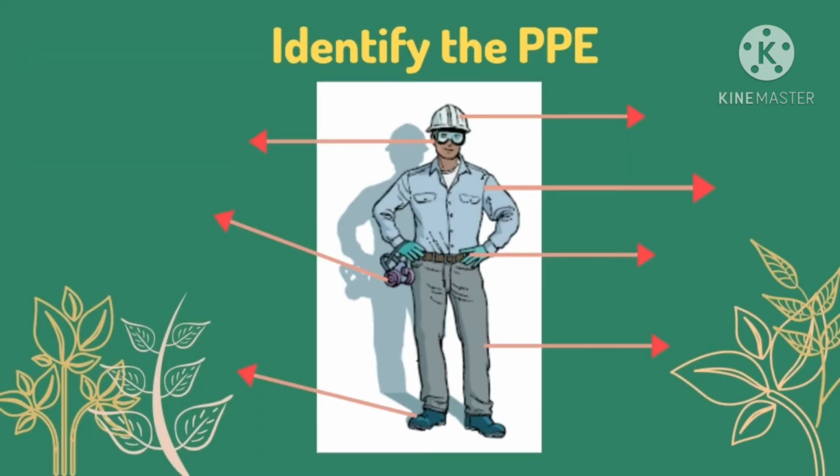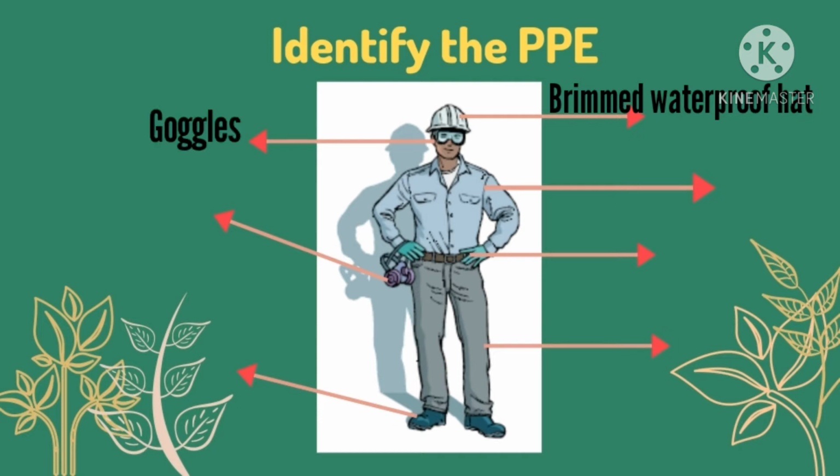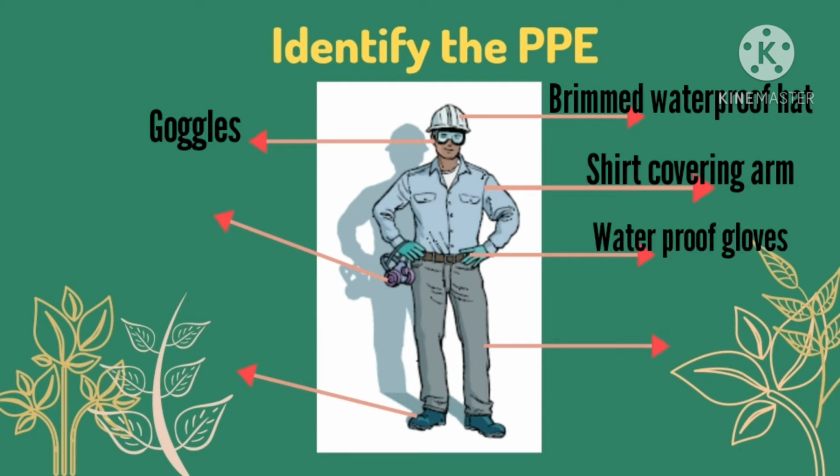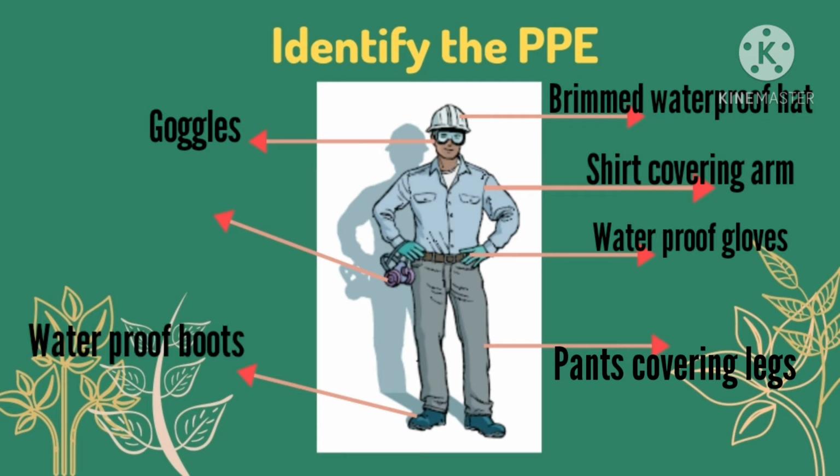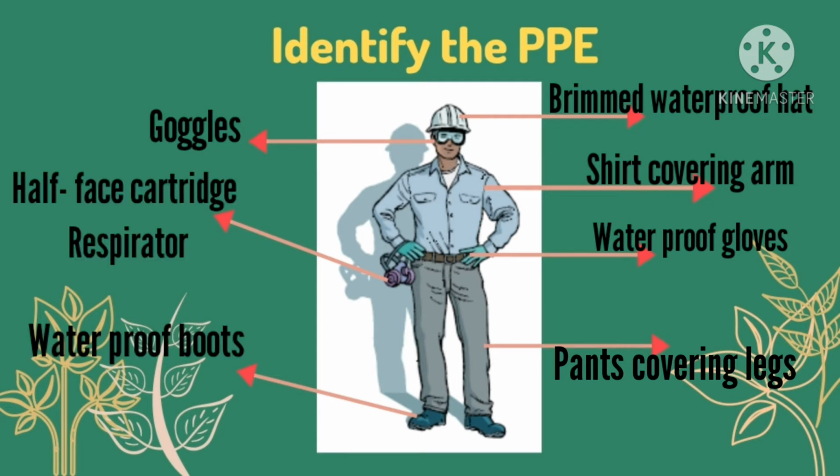Now, let us identify the PPEs worn by this man. First, brimmed waterproof hat. Goggles. Shirt covering arms. Waterproof gloves. Pants covering legs. Waterproof boots. And half-faced cartridge respirator.